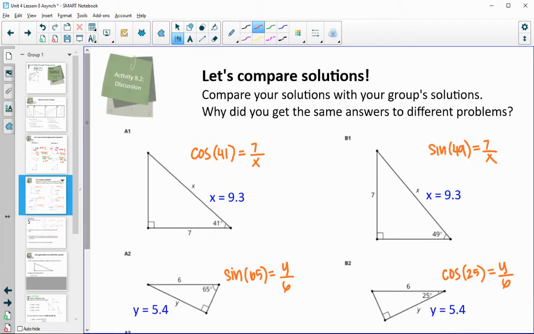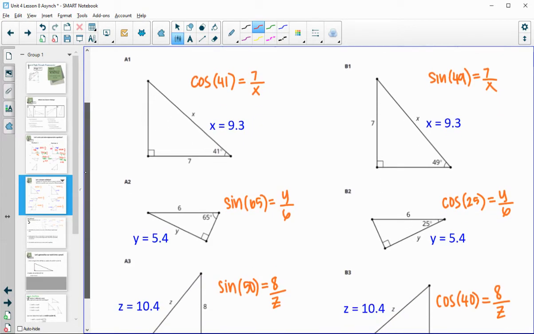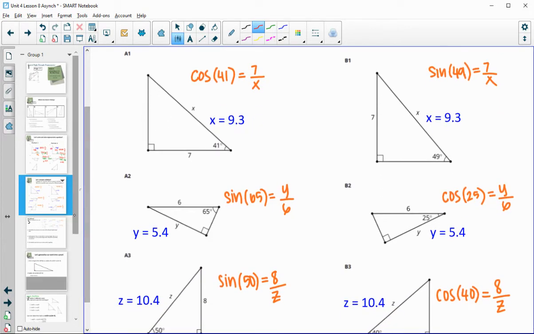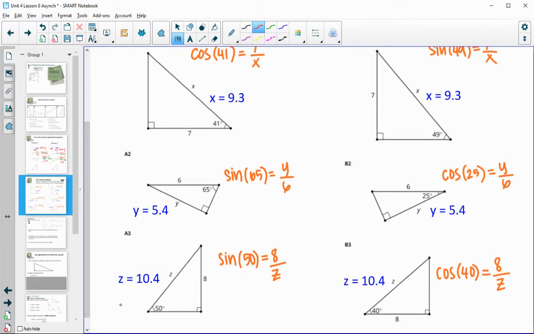Let me give you the equations and the answers here for the 3 so you can check them. This is the function you should have set up for each of these. Here's the function you should have set up for each of the B's. And then the answer that you should have gotten. Go ahead, check your work, fix any mistakes.